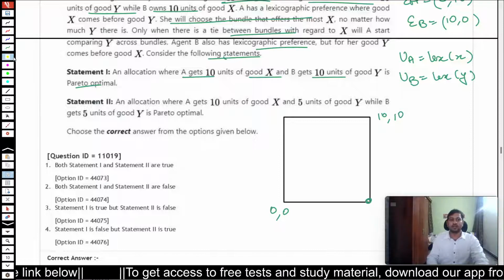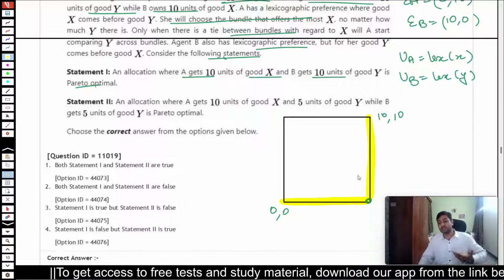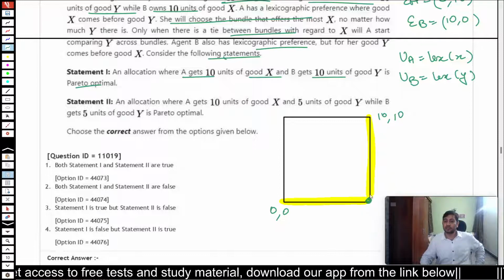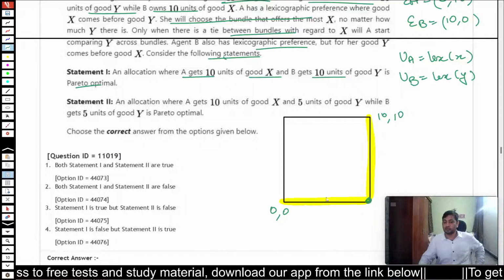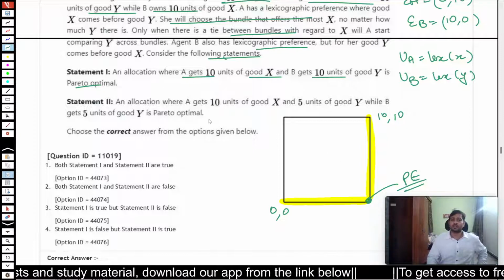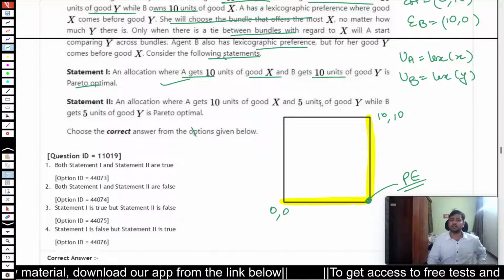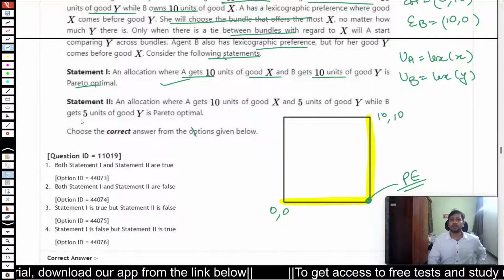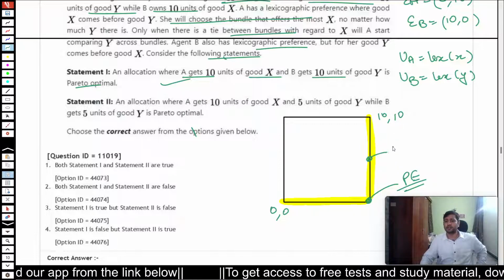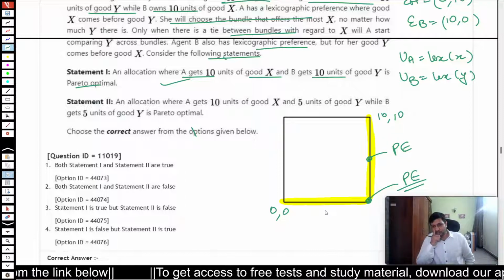So in this case, we know that the set of Pareto optimal allocations are the bottom and right edges. And because this corner point lies on this highlighted section, it is in fact Pareto efficient. So yes, this point is Pareto efficient. The second is the allocation where A gets 10 units of good X, 5 units of good Y, where B gets 5 units of good Y is Pareto optimal. So that is this point. So this point is also Pareto efficient. So all these points are Pareto efficient in this particular case.